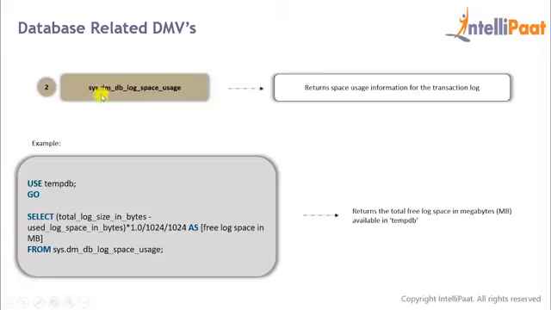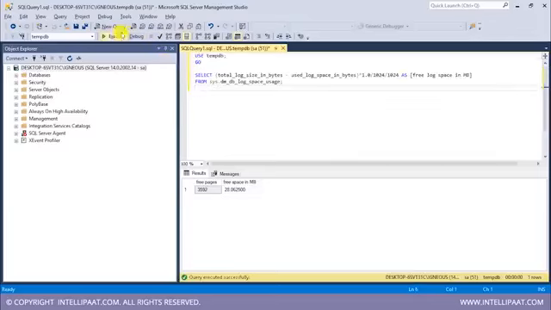Next we have dm_db_log_space_usage, which returns space usage information for the transaction log. And we will use this DMV to get the total free log space in megabytes available in tempdb. Now again, I will run this command in SSMS. I'll click on execute. So you see that the total free log space is 5.74 MB. So this is the total free log space in tempdb.